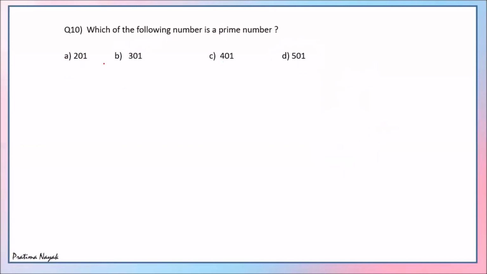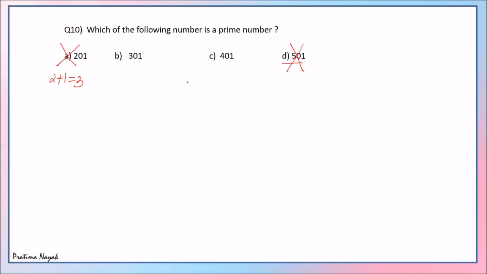Next is 201, 301, 401, 501. What will be the prime number? Go on doing. I hope you can do it yourself now. You must be excited to do it yourself. 201 is not a prime because 2 plus 1 you are getting 3 here. This is not a prime. Similarly 501, 5 plus 1 is 6, so it is a multiple of 3. So this is not a prime.